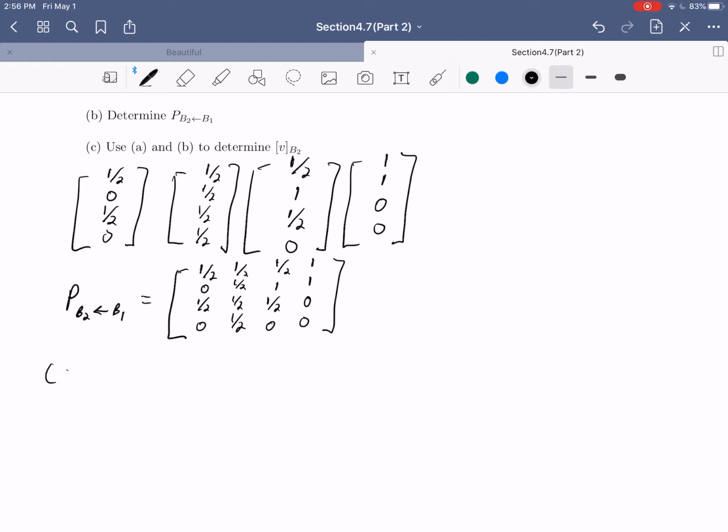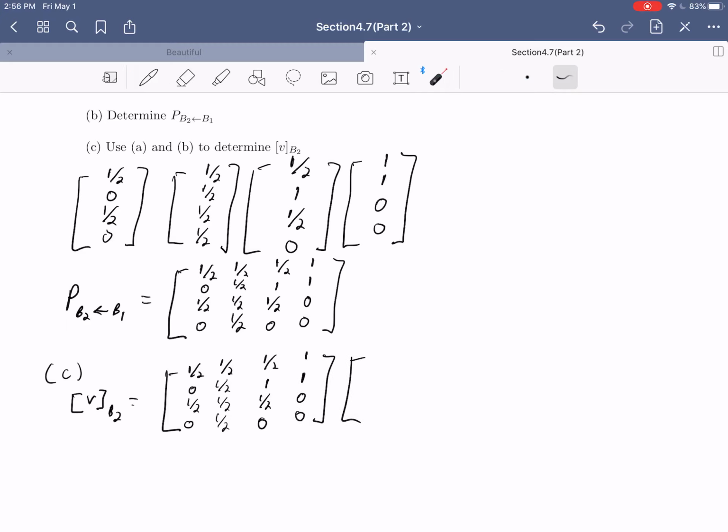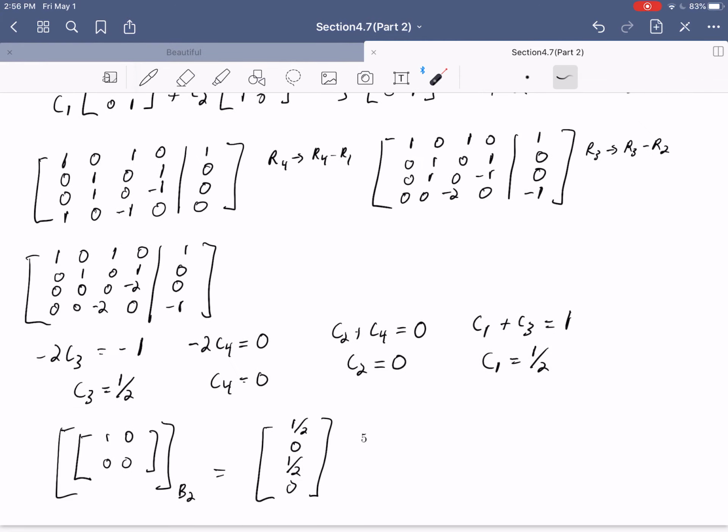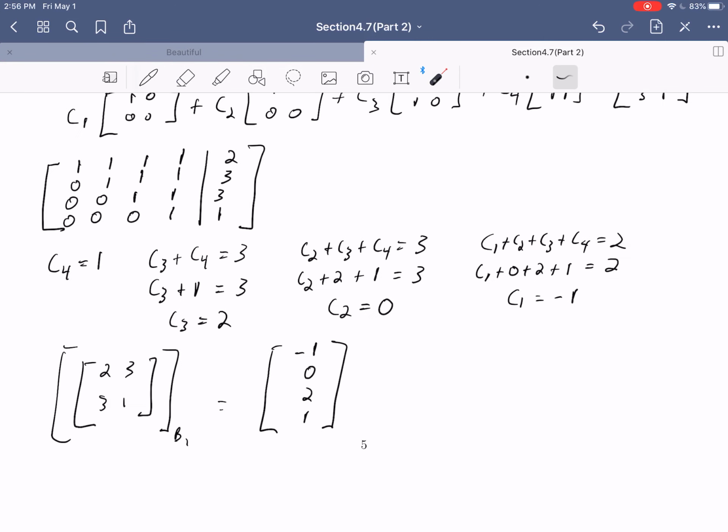So let's put this to use here, right? So we want to determine V in terms of B2. To do that, we would say that V in terms of B2 is the matrix that we just created, 1 half, 0, 1 half, 0, 1 half, 1 half, 1 half, 1 half, 1 half, 1, 1 half, 0, and 1, 1, 0, 0, times the representation in B1, which we did at the very beginning, right? That was the very first thing that we figured out, right back here. This was how you represented the vector that we're interested in terms of this. So let's just grab this guy as well.